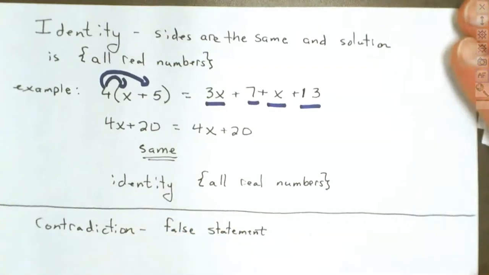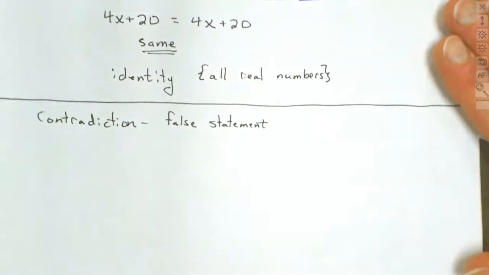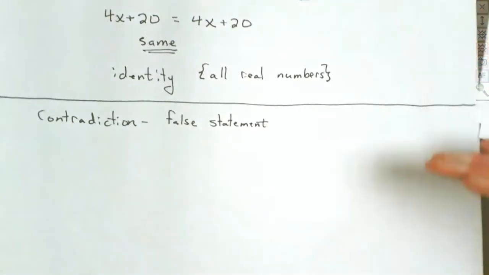So we're going to be looking at a false statement. And that means it doesn't make sense. So the variables are going to disappear, and you'll get two numbers that equal each other that are not the same.